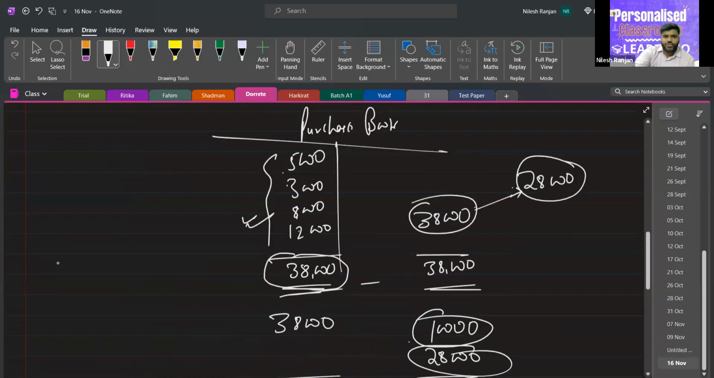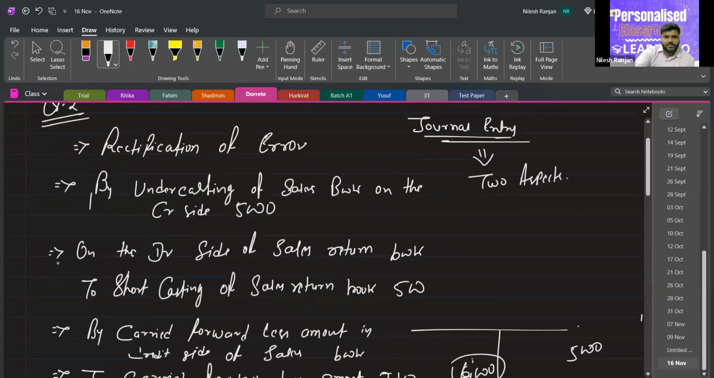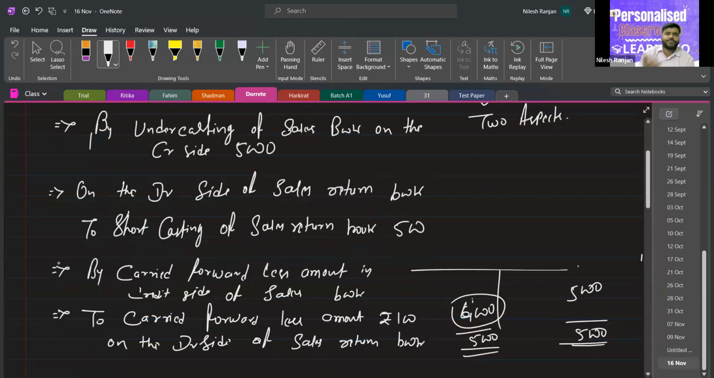I have solved the question. Have you seen the answer here? You have to write like this. You have to tell me this sentence. That's how it will be written in your question number 3.